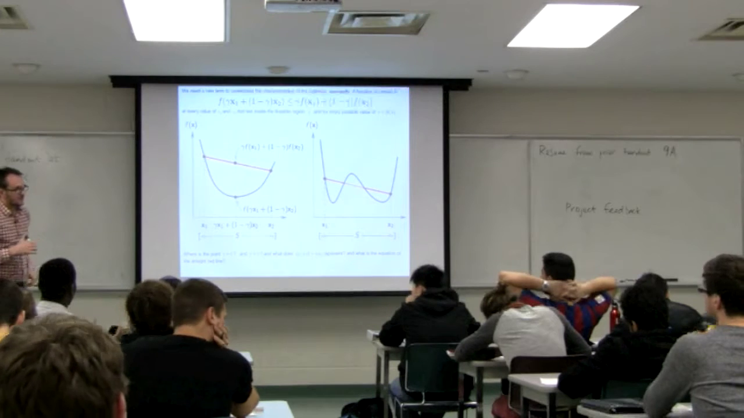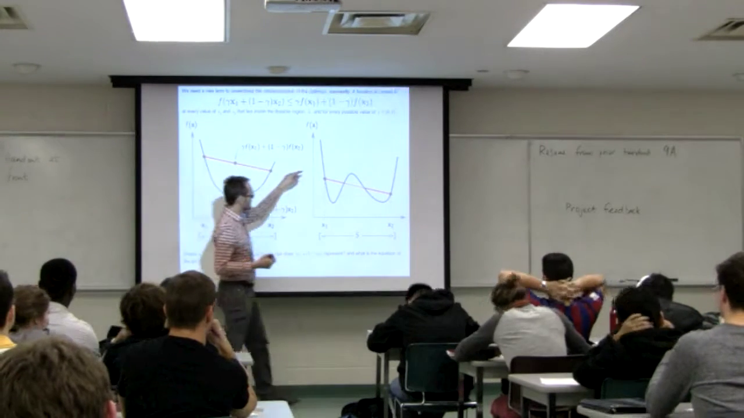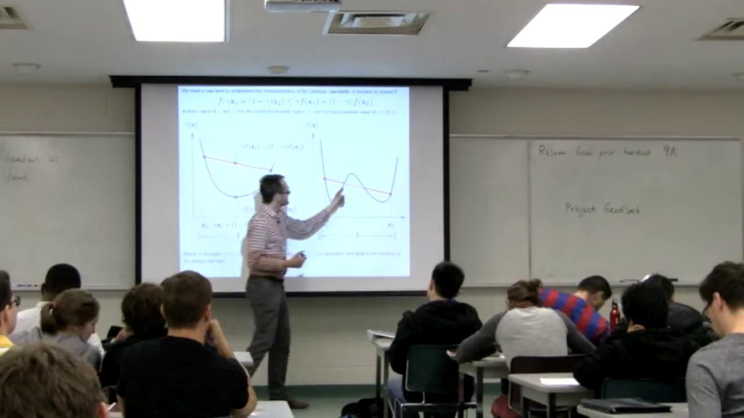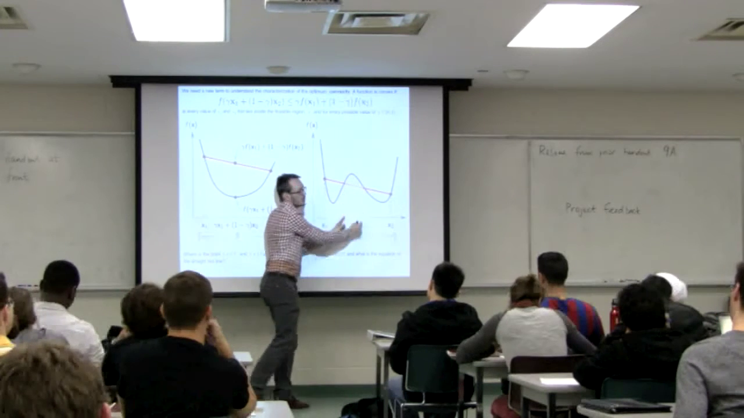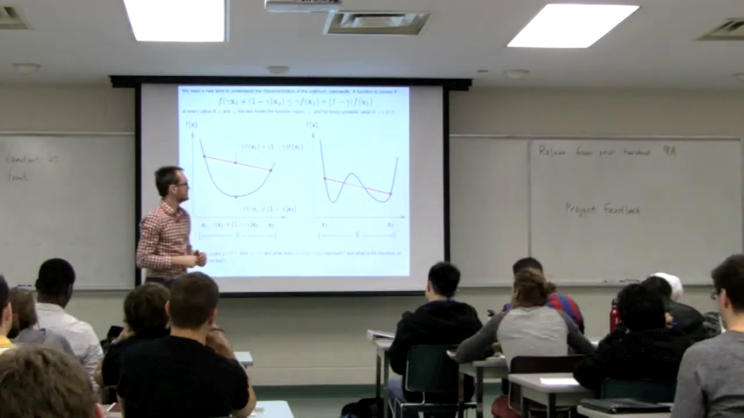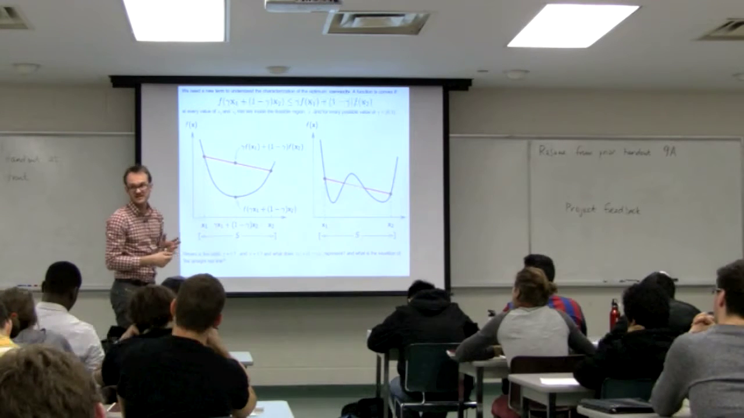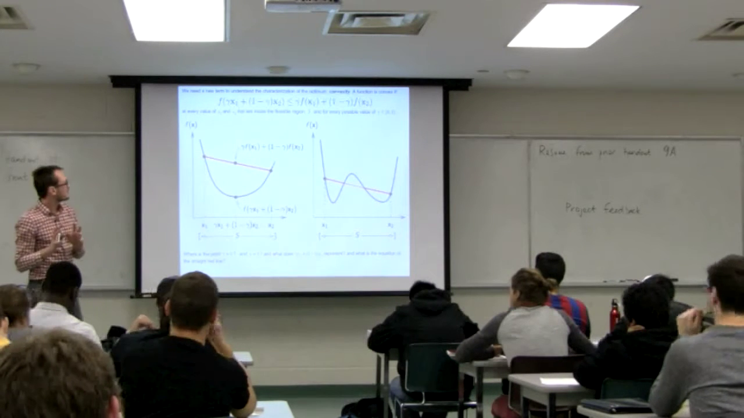Now, the function on the right-hand side, this W shape, is non-convex because there is some range of the gamma values where the blue curve lies above the red curve. So that violates that inequality. Immediately we can say the function there is non-convex. But let's take a look carefully.